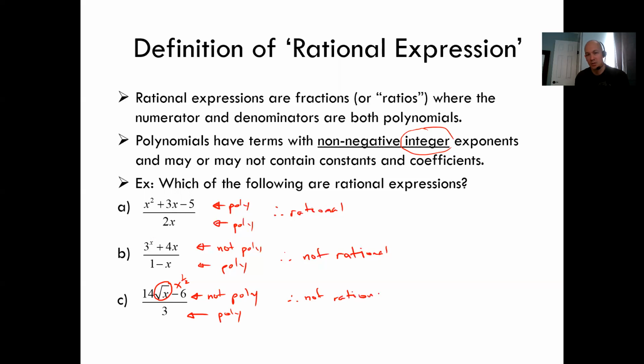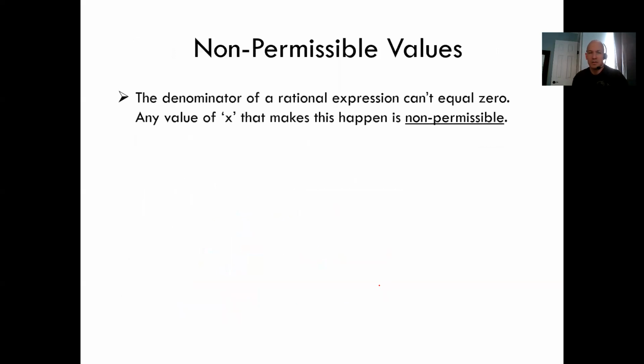Okay, this is not the most important part, but I just want you to understand what you're looking at, polynomials over polynomials. That's what this unit's about. All right, so the big meat and potatoes of this whole thing, the non-permissible values. So what it is basically is a denominator can never be 0, and any value of x that makes this happen is non-permissible.